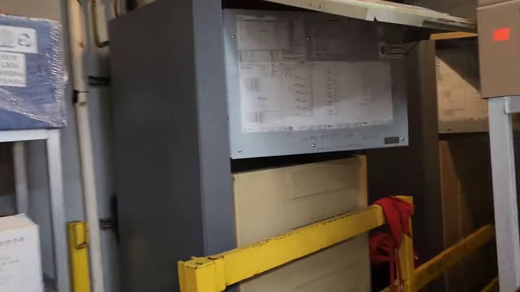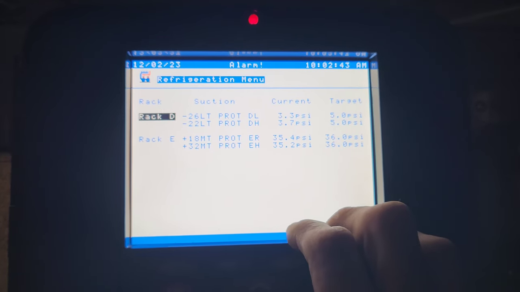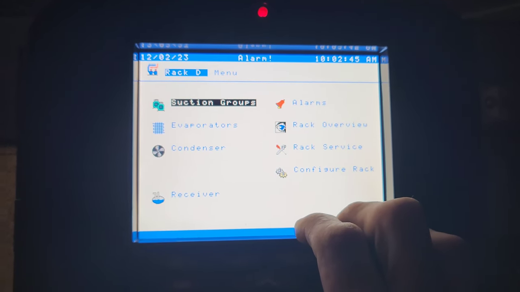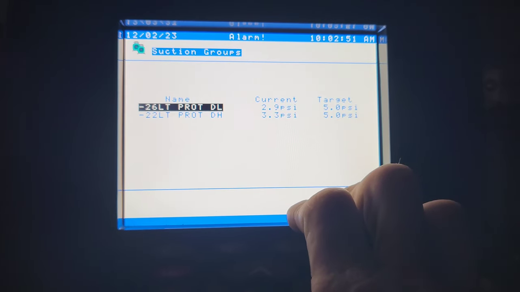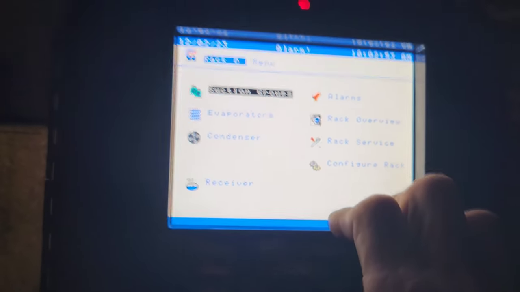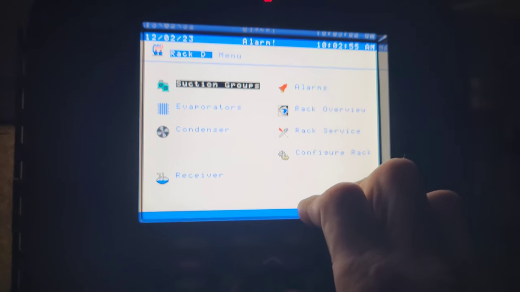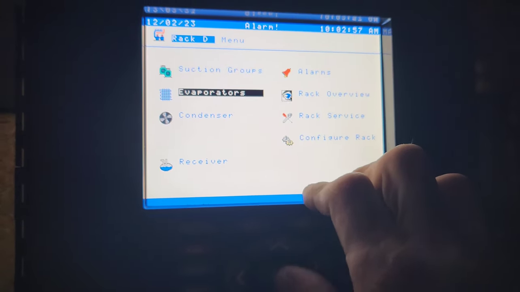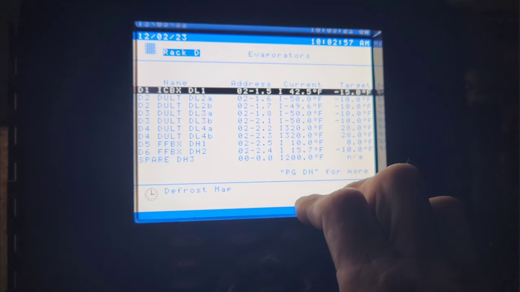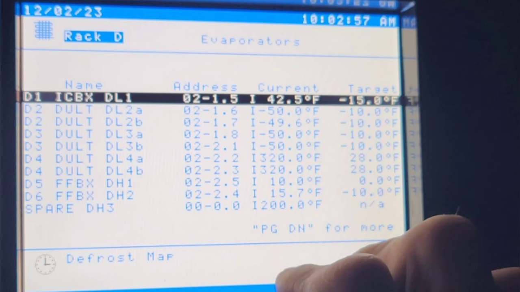So this is rack D and rack E. I like to look at my suction pressure and the set point. That's something that I kind of look at first. If I got a suction pressure that's way too high, then I know that I've got compressors that aren't running, probably. And this is the evaporators. So I want to zoom in a little bit so you guys can see what we got here.